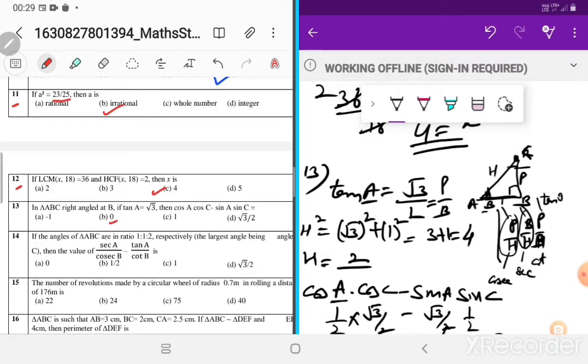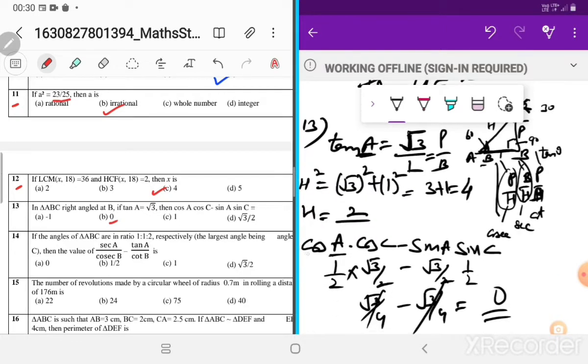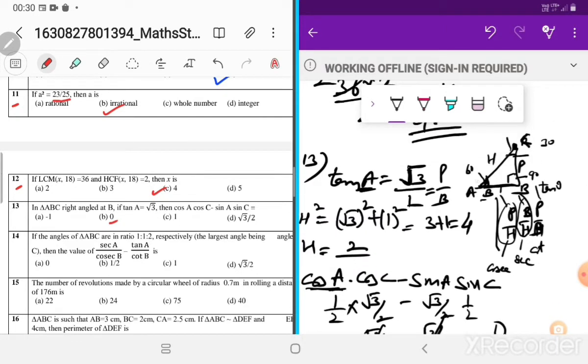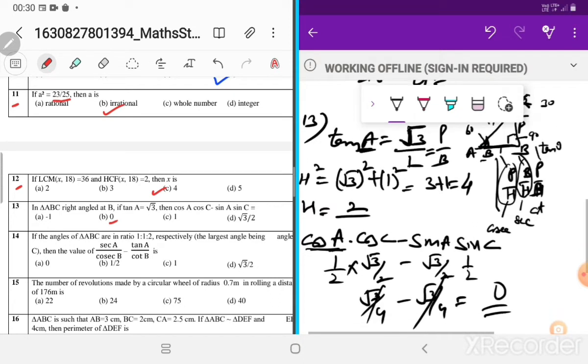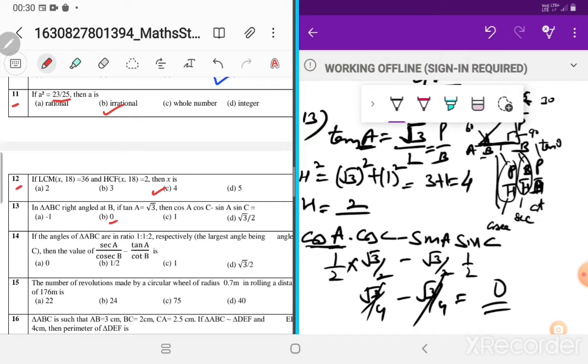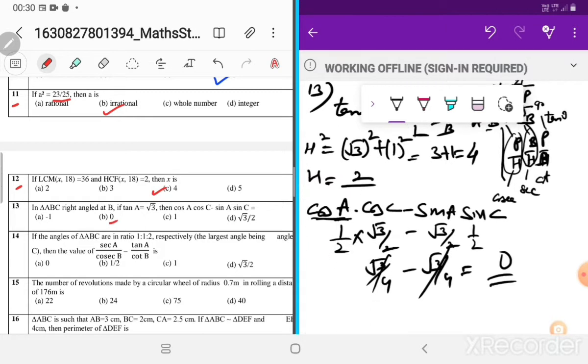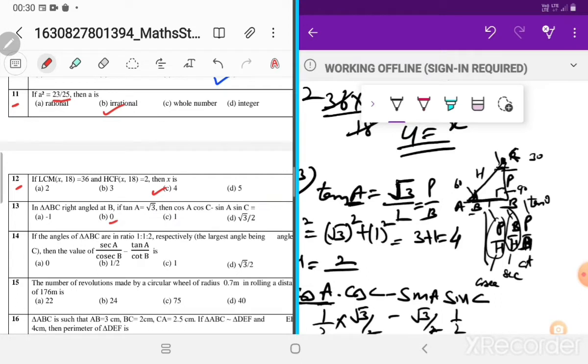The other method is what? You know this angle is tan, and tan is root 3. So which angle has tan root 3? That is 60 degrees. If this is 60 degrees and this is 90 degrees, then what about this C? It will be 30 degrees, by the angle sum property. So you can solve this question by this method also. You can substitute these values directly. If I am taking cos A, cos A is cos 60. So what is cos 60? 1 by 2. Similarly, if we are taking cos C, we'll take the 30 degree angle.